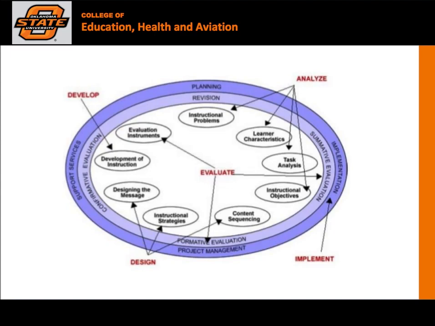With our textbook model here, we start with an instructional problem and move clockwise around the model. The instructional problem becomes your instructional goal or terminal objective. We'll talk about that next week. And this is what learners should know and or be able to do by the time they finish your course. Then you move to the learner characteristics and task analysis, which helps you resolve the instructional problem. The success of your instructional design really hinges on the quality of work that you do during this analysis stage.